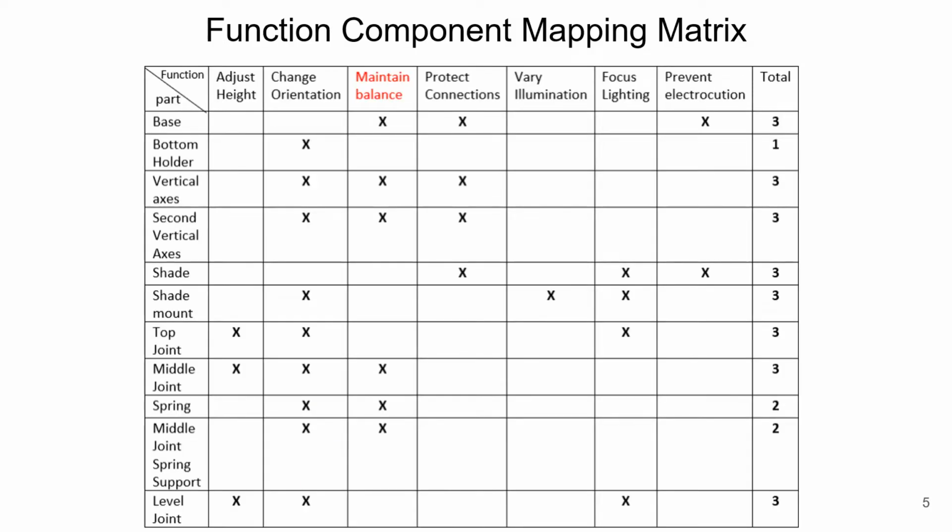Based on the exploded view and the FAST diagram, we constructed a functional component mapping matrix. Here, every item except for the bottom holder has a mapping of more than one, which means that they perform more than one function. Ideally, this should be a one-to-one mapping.